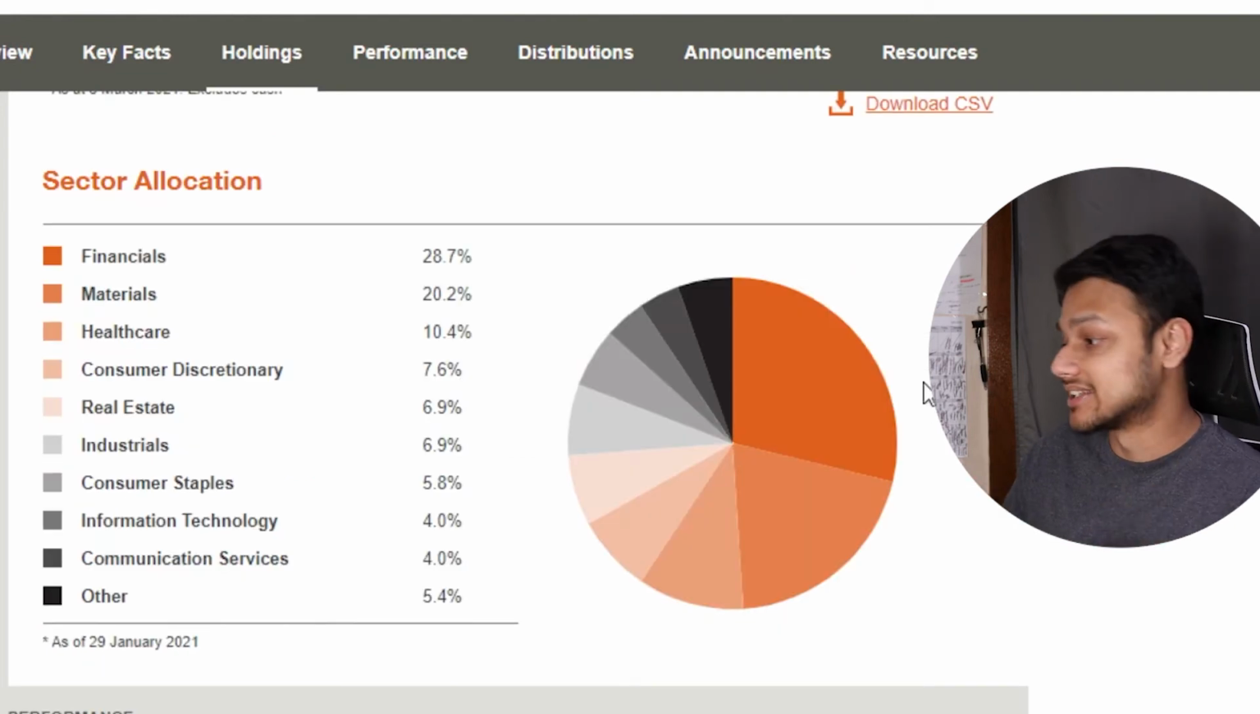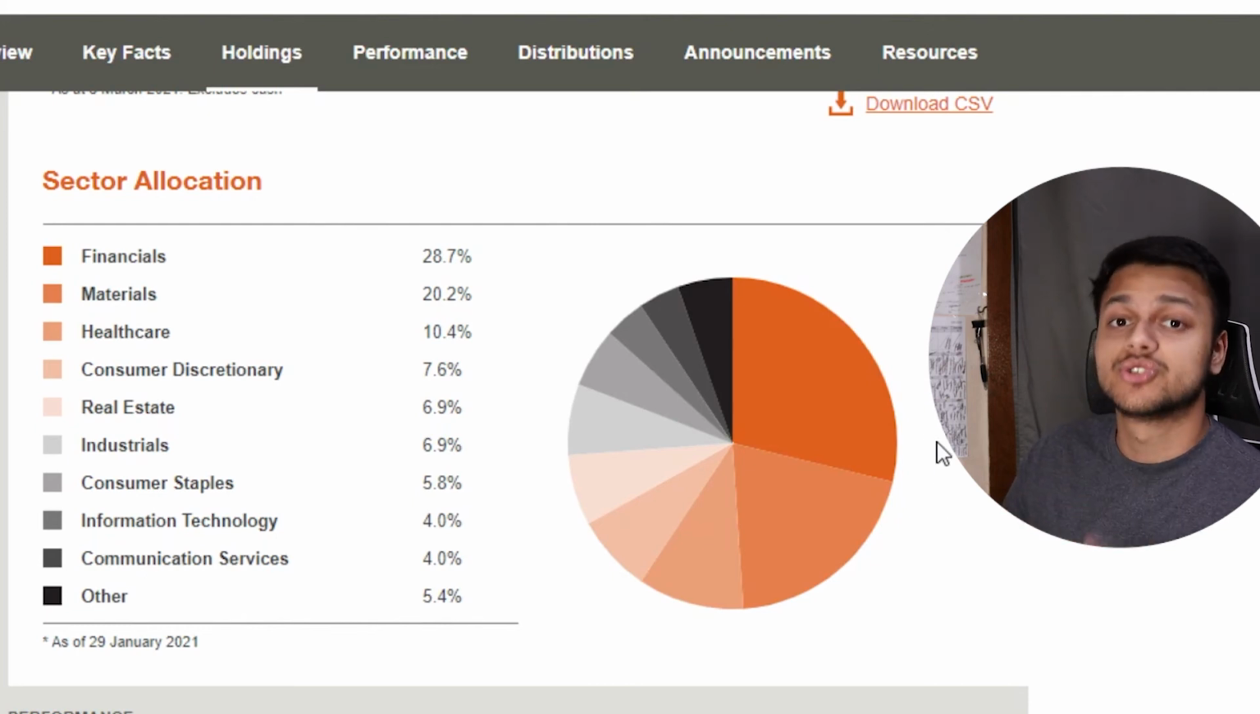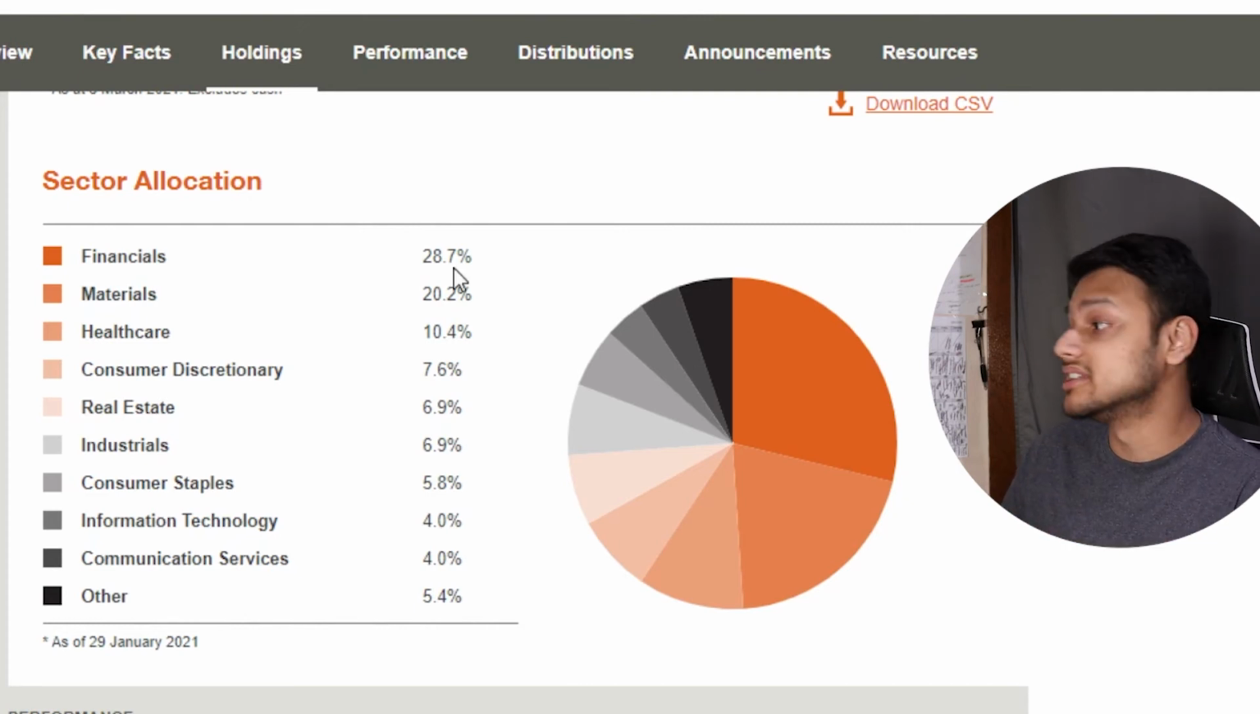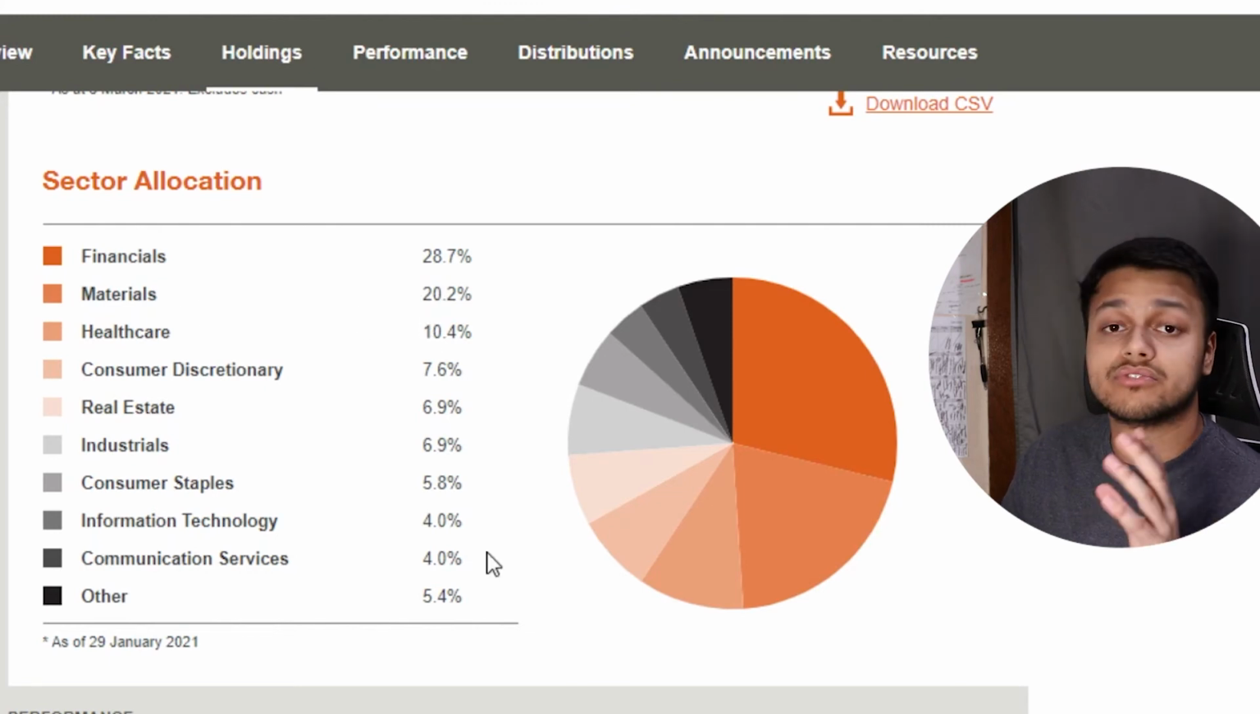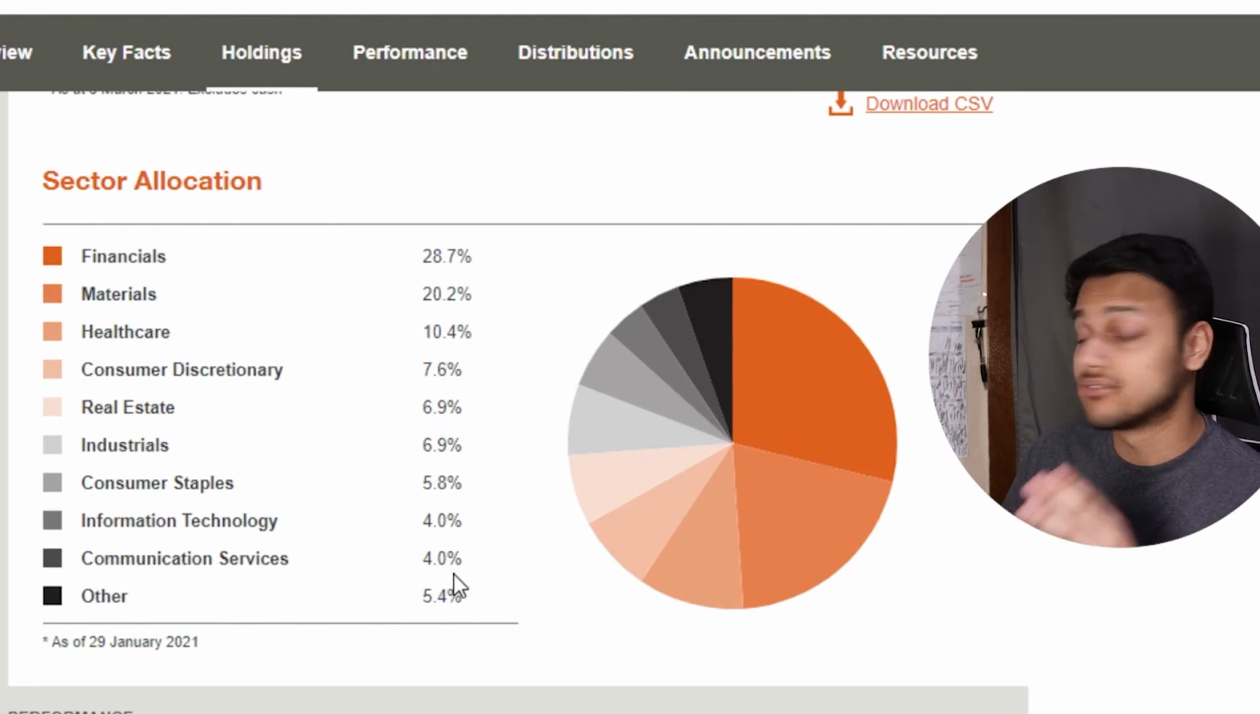So looking at the sector allocation, we can see that the ASX200 is almost 50% skewed towards financials and materials, because you've got 28.7% in financials, then 20.2% in materials, and you've got very little allocation in IT, which is only 4%.